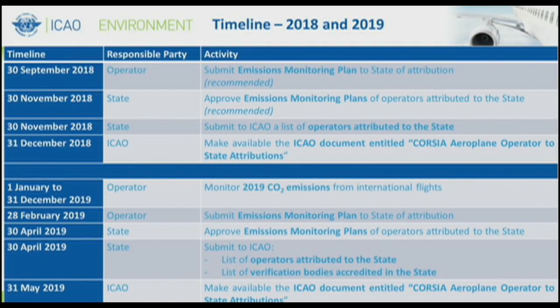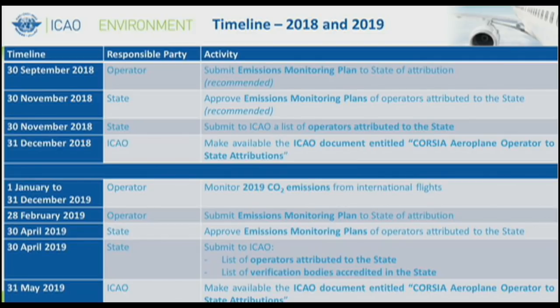Here we have a very quick recap of the timelines for 2018. Of course those timelines for this year are recommendations, while we are waiting for the standard to become applicable from 1st of January 2019. So recommendations for emissions monitoring plans, a recommendation for the state to submit to ICAO a list of operators attributed to that state, and then a recommendation for ICAO to make the list of operators publicly available on the ICAO website.